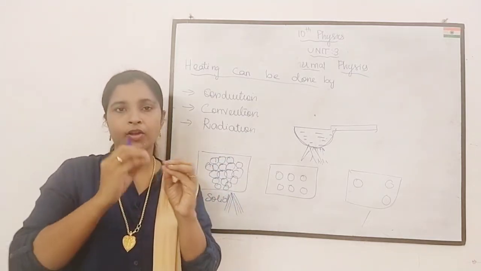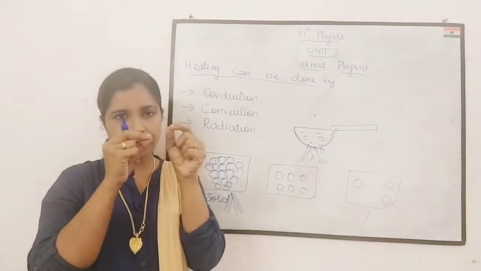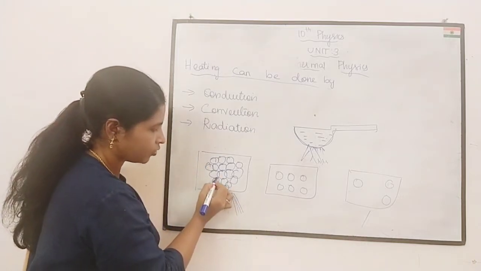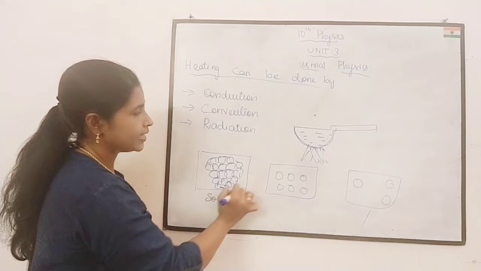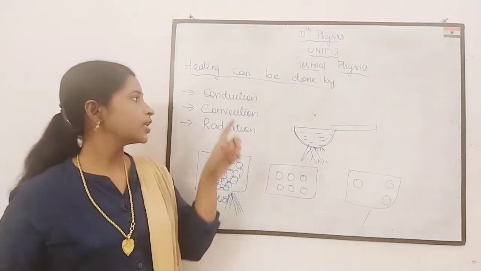When the heat is applied, the atoms will vibrate in their places. Each one vibrates, and its vibration passes to the next, and the next. In this way the heat energy gets transferred. This type of heating is called conduction.